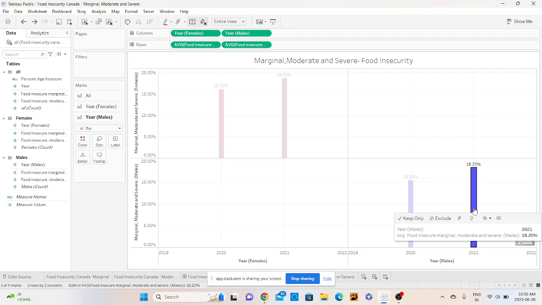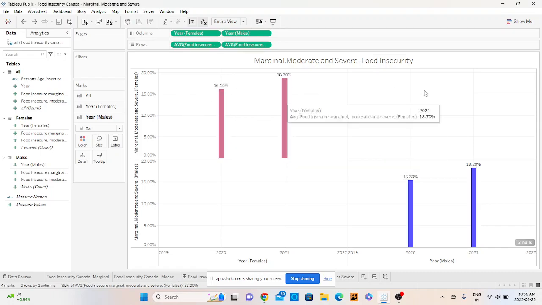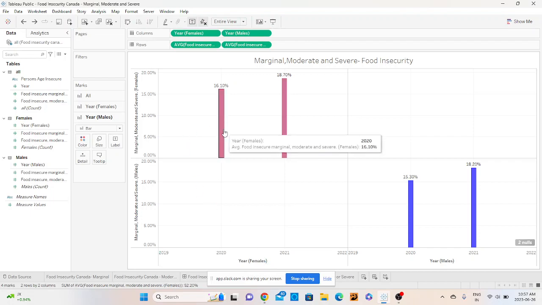What is the difference between the two? Sorry, females and males. Okay, males and females. But what is the data you're showing? Is it food insecurity marginal versus moderate and severe, right? Right. Marginal, moderate, and severe. In this is female, and this is males. Oh, I see, here I got it. These are males and this is females. Okay, and when you hover you will see the year also.